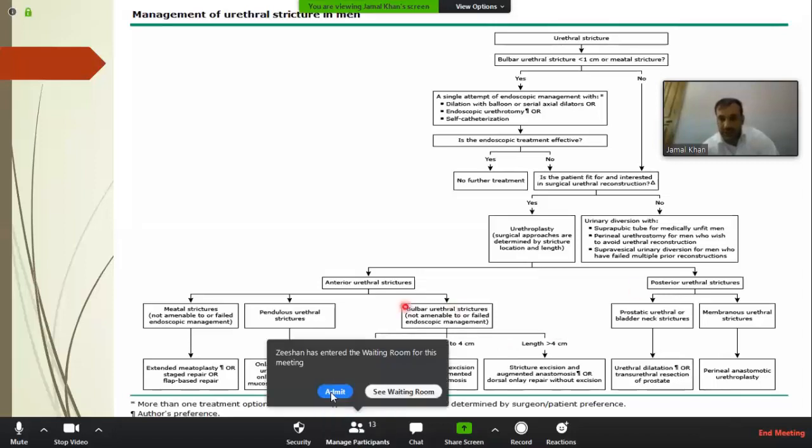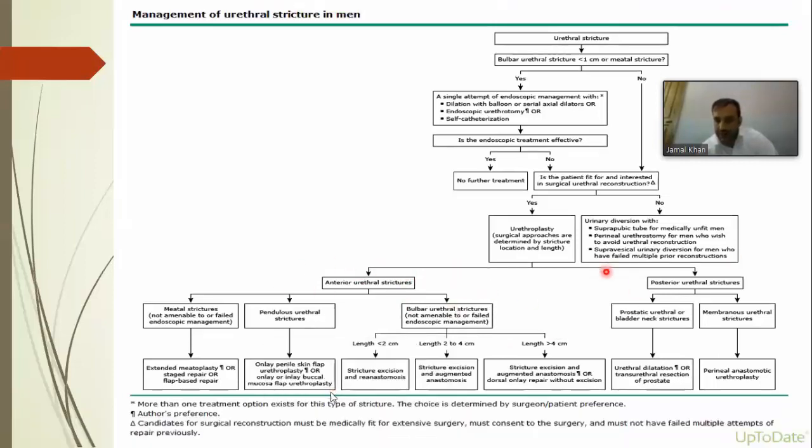Then the anterior urethral stricture and posterior urethral stricture: prostatic urethral or bladder neck stricture, and membranous urethral stricture. Prostatic urethral stricture: urethral dilatation or transurethral resection of prostate. Membranous urethral stricture: perineal anastomotic urethroplasty. Therefore, the management of urethral stricture in men, the algorithm.